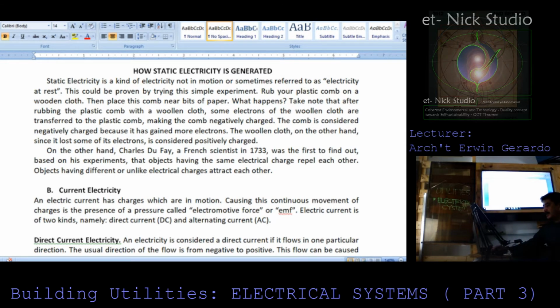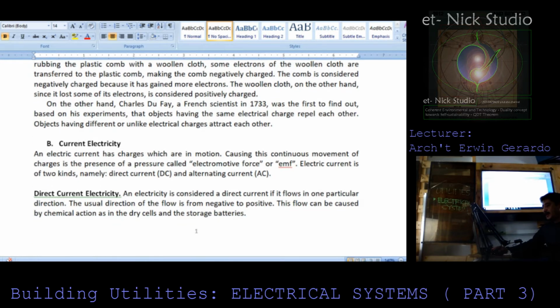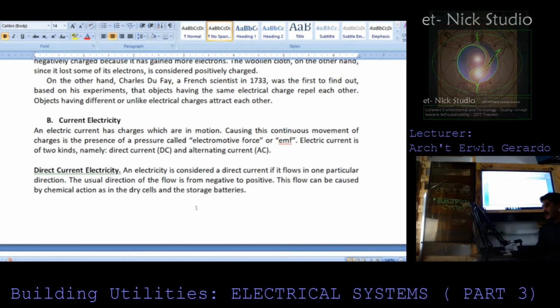Letter B, current electricity. An electric current has charges which are in motion. Causing this continuous movement of charges is the presence of a pressure called electromotive force, or abbreviated as EMF. The electric current is of two kinds, namely direct current, abbreviated as DC, and alternating current, abbreviated as AC.